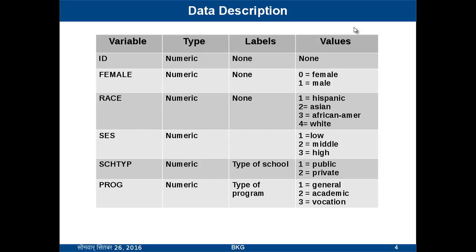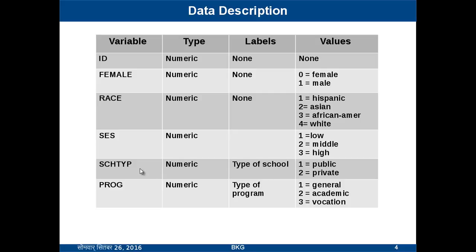Then we have the ethnic group variable, that is race, which is a numeric variable, and it has 4 values 1, 2, 3, 4. 1 stands for Hispanic, 2 for Asian, 3 for African American, and 4 for white. Then we have the socioeconomic status variable, which has 3 values 1, 2, 3. 1 for low status, low income people, 2 for middle income people, and 3 for high income category people.